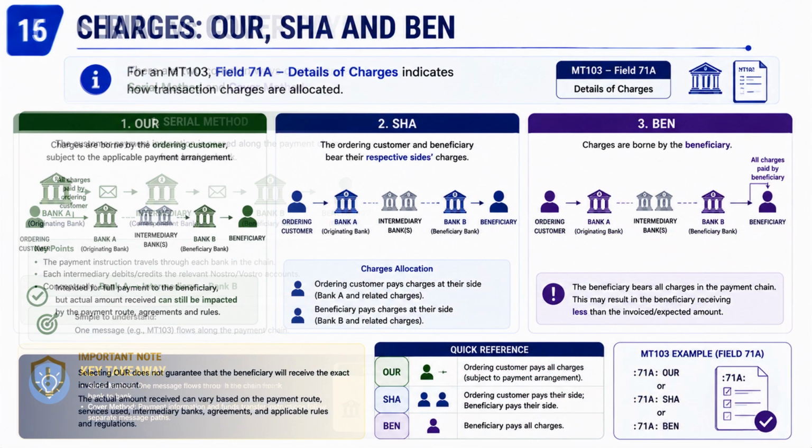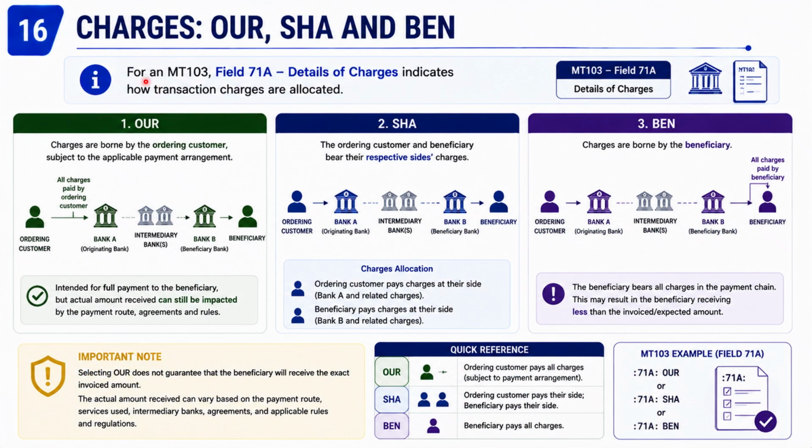Charges: R, SHA and BEN. For an MT103, Field 71A indicates how transaction charges are allocated. With R, the charges are borne by the ordering customer, subject to the applicable payment arrangement. With SHA, the ordering customer and the beneficiary bear their respective sides' charges. With BEN, the charges are borne by the beneficiary.